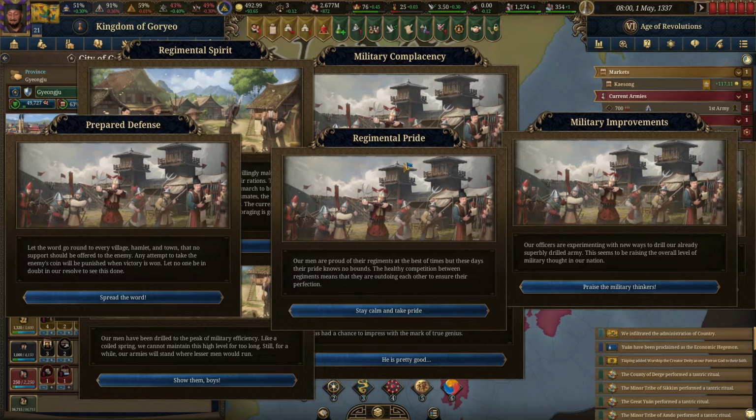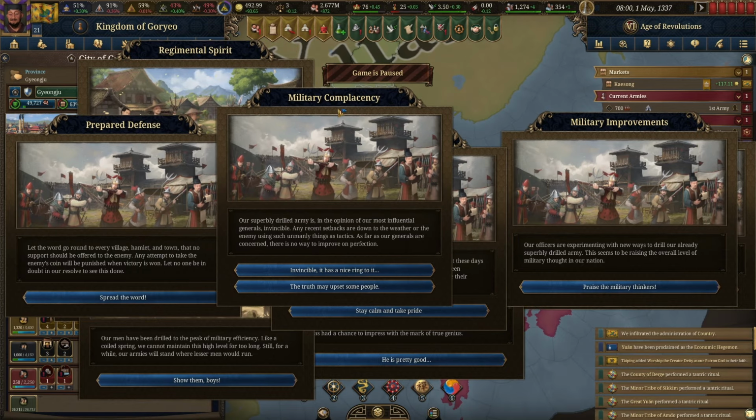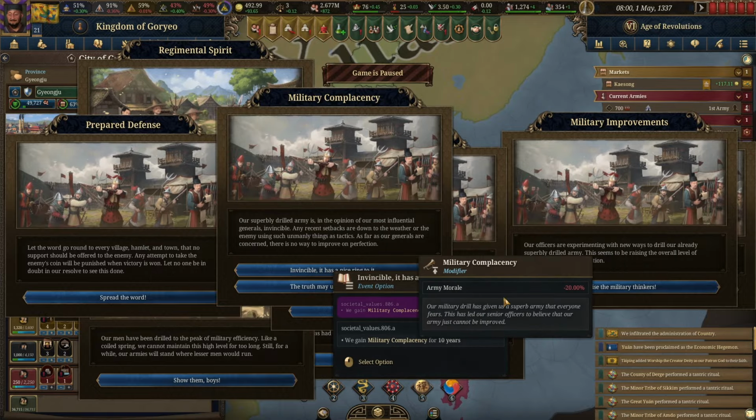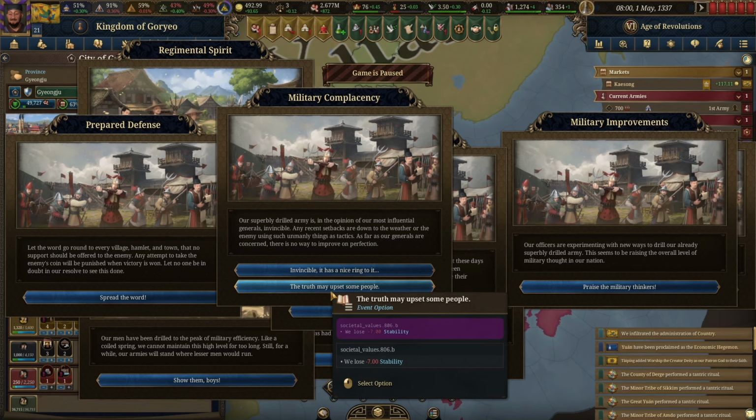There's literally a lot of them. There are some pretty terrible ones, though. I'll point out this one, Military Complacency, which is minus 20% morale for 10 years. Absolutely horrible. Luckily, you can just spend 7 stability and avoid that, but still.